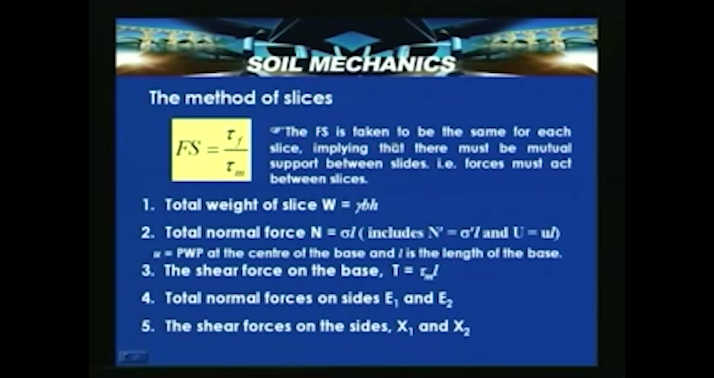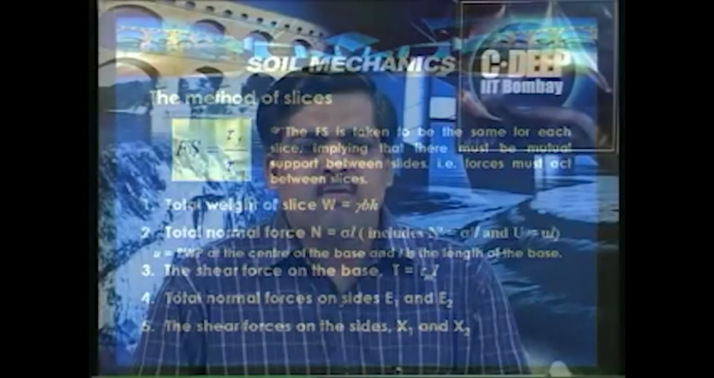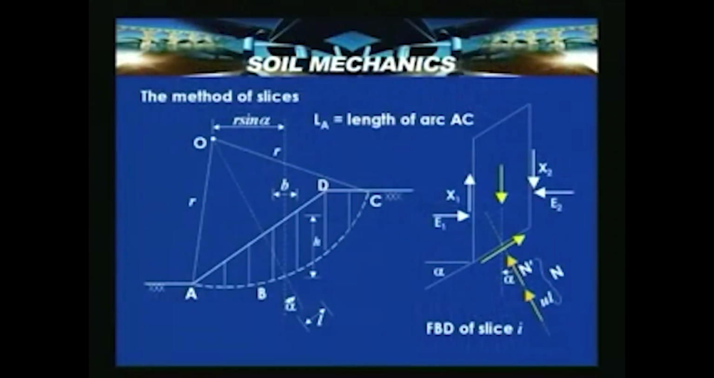In this, the factor of safety is taken to be the same for each slice, implying that there must be mutual support between slices, forces must act between the slices. Now, from the free body diagram, if you look, the total weight of the slice W can be determined, where b is the horizontal distance and h is the slice height.